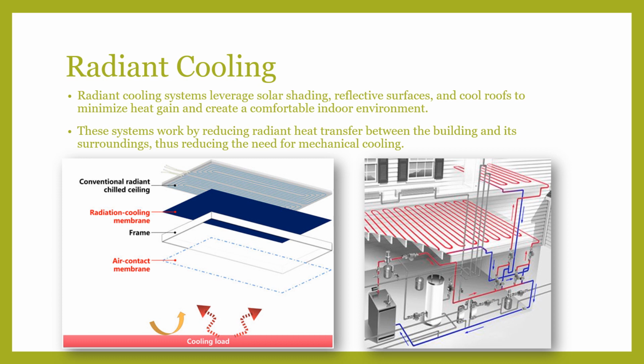The fourth one is radiant cooling. Radiant cooling systems leverage solar shading, reflective surfaces, and cool roofs to minimize the heat gain and create a comfortable indoor environment. This system works by reducing radiant heat transfer between the building and its surroundings, thus reducing the need for mechanical cooling. As you can see in these figures, we can also use reflective glasses on the walls, which reflect the sun rays and protect from heat.